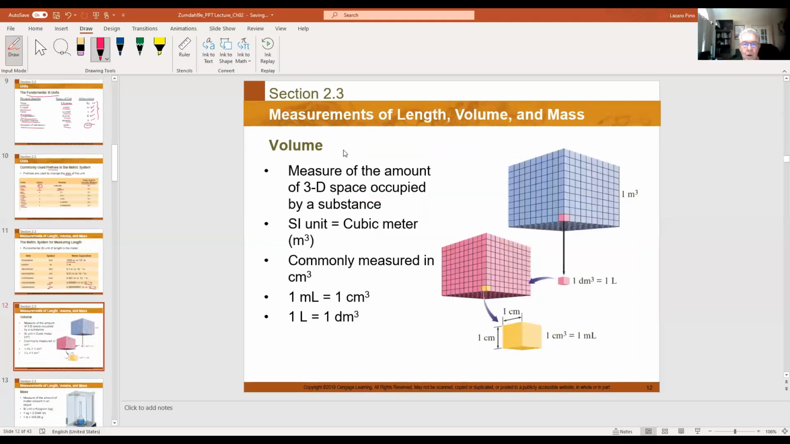What is volume? Volume is the space occupied by a substance. In the international system, we use the cubic meter. 1 milliliter is equivalent, not the same, but equivalent to 1 cubic centimeter. And 1 liter is equivalent to 1 cubic decimeter.